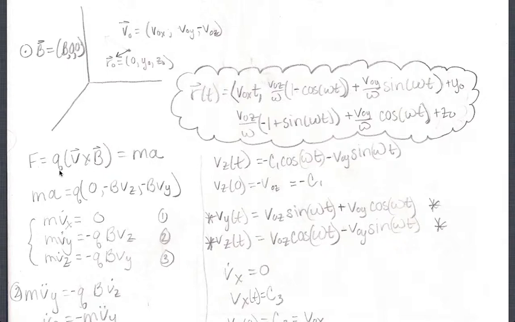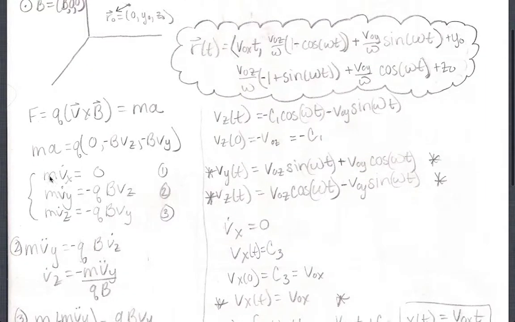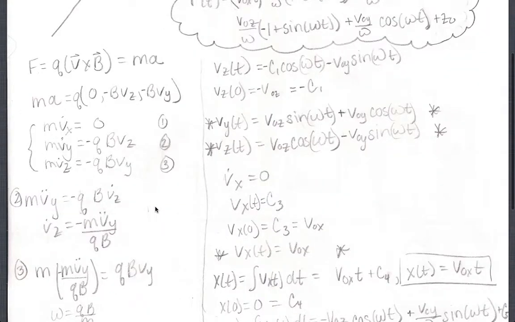So in this case, F equals q times velocity cross the magnetic field, which gives me this expression, and it can be broken down into its components. So I get m vx dot equals 0, m vy dot equals negative qB vz, and m vz dot equals negative qB vy. And I just labeled these equations to refer back to them.